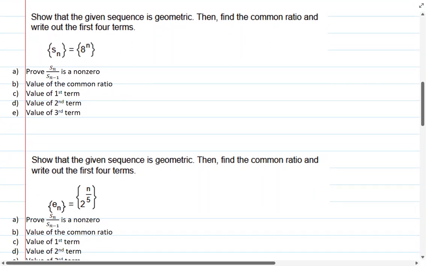All right, here we go. So we're going to start with this one right here. It says, show that the given sequence is geometric. Well, if we look at it, we see it. But they're saying, prove it. Prove it. And so to prove it, we take the initial order and do one less of it to see if it's non-zero.